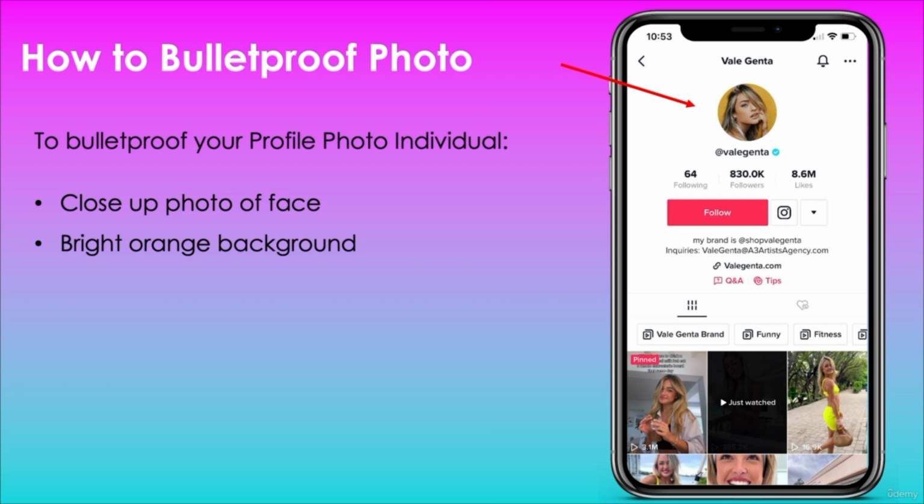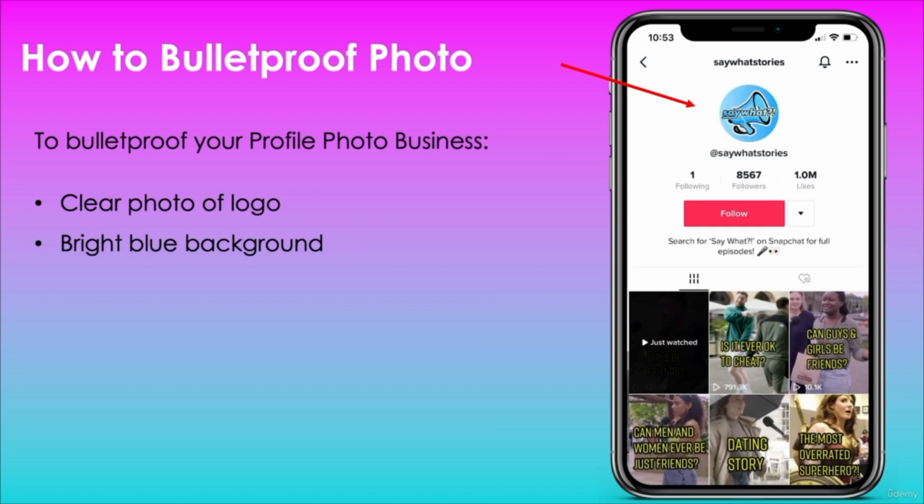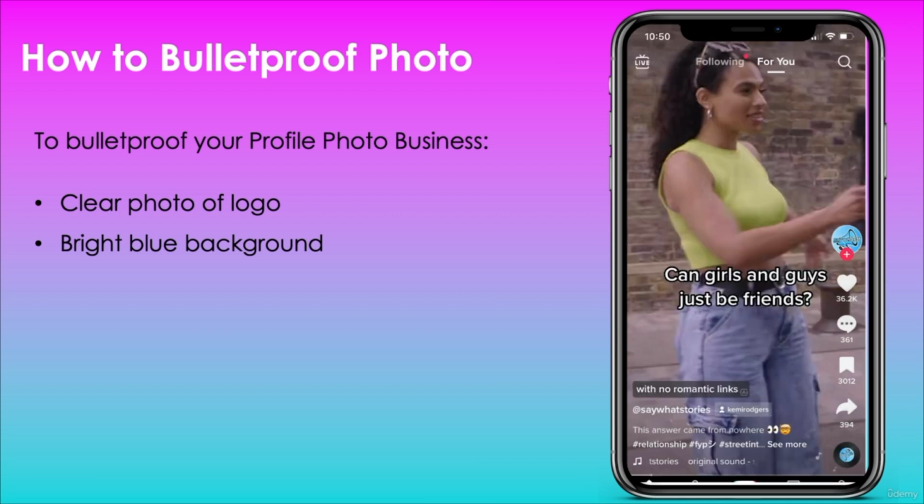Here we have an example of a TikTok influencer profile photo. It's a close-up photo of her face with a bright orange background, pretty effective and standout. Another example, for more of a business page, is a bright standout logo. Again, great for catching people's attention and drawing them closer to the follow button. And here is what it looks like on the feed. Bright blue, stands out clearly.